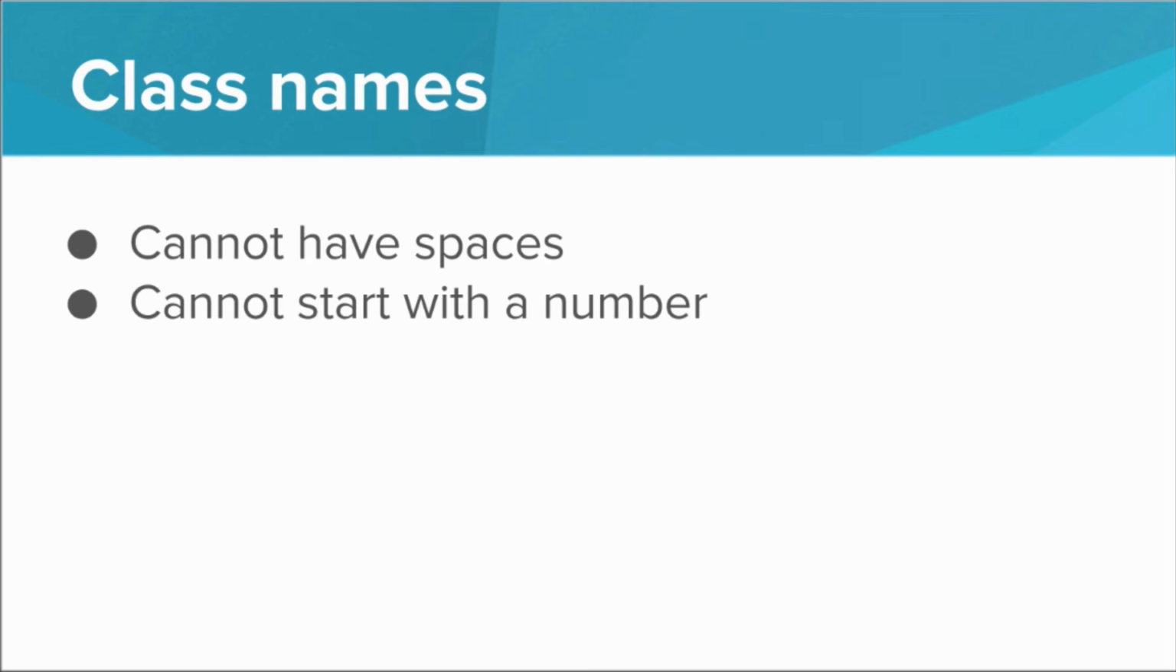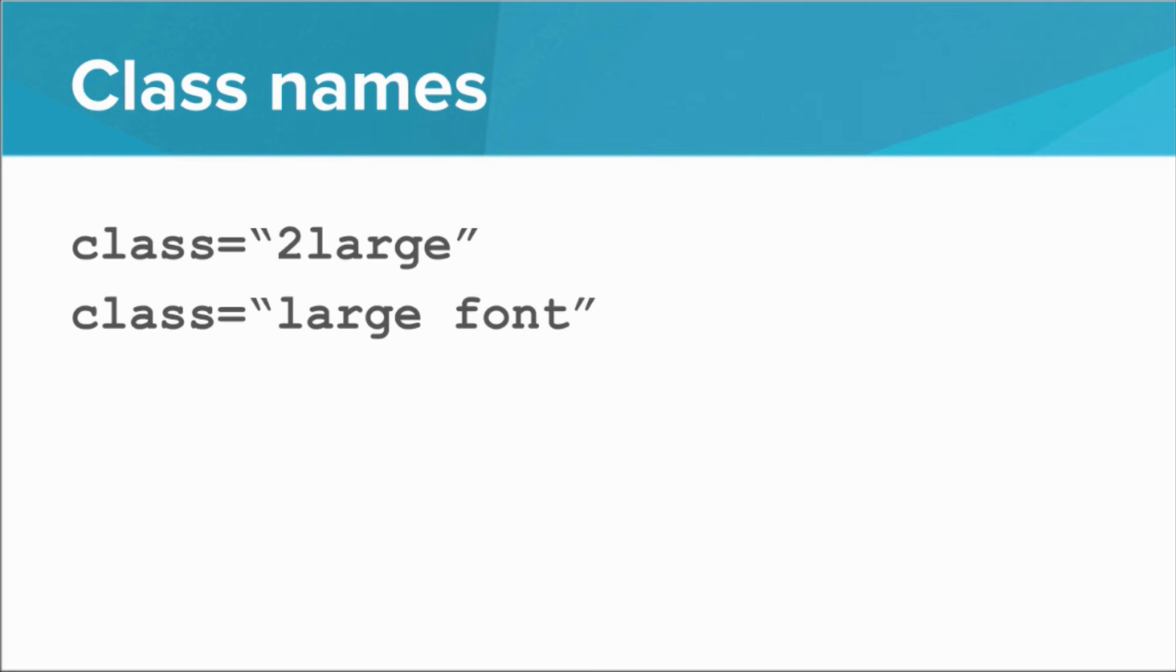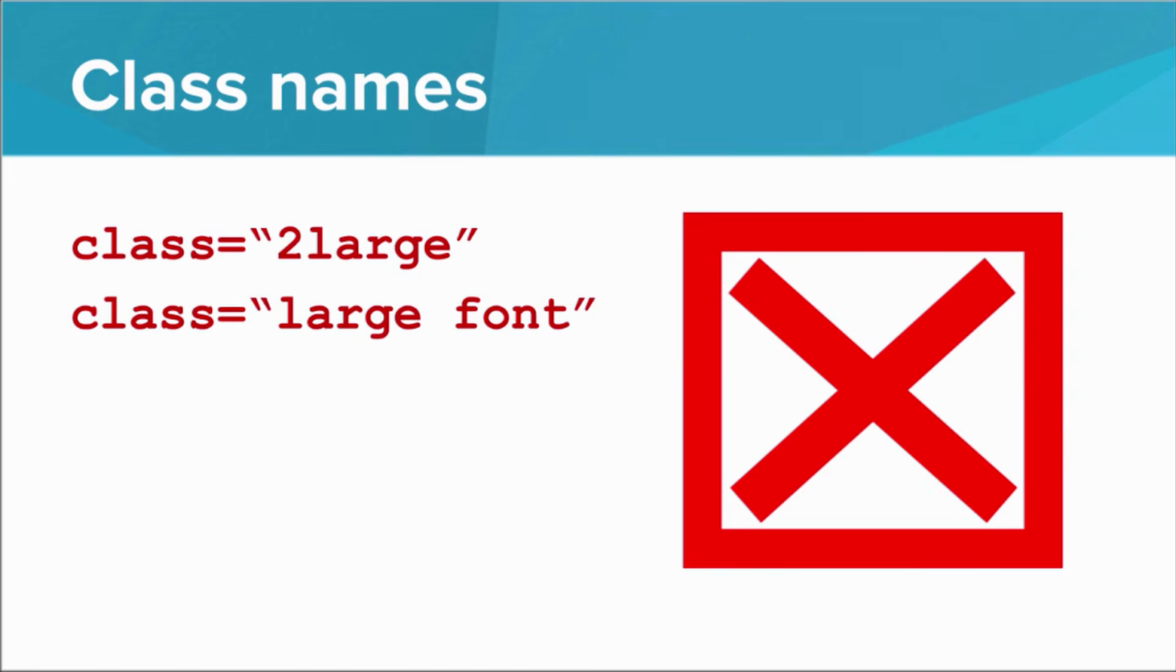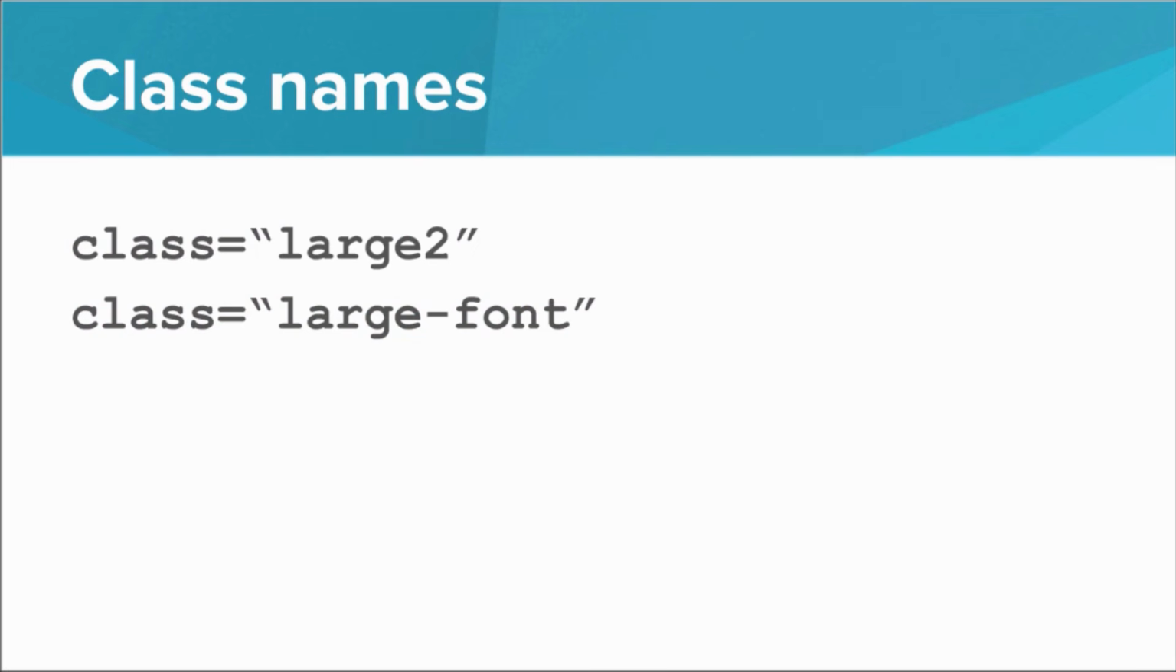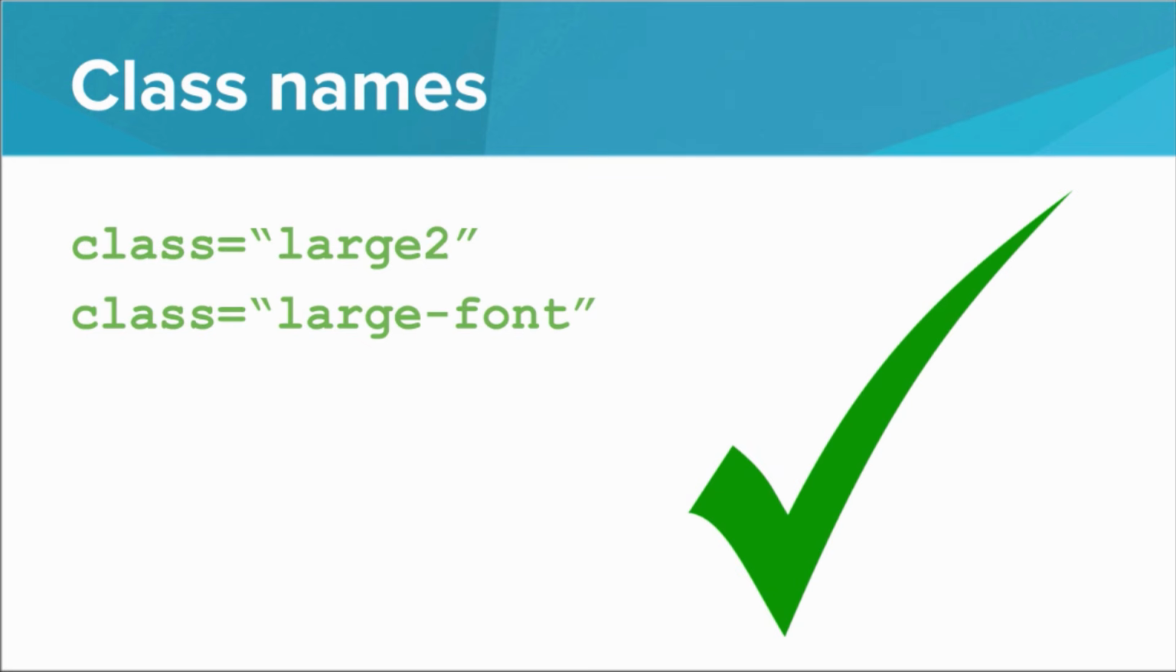So what is a valid class name? Well, there's two rules we should keep in mind. A class name cannot have any spaces, and a class name cannot start with a number. So are these two class names valid? Well, no. The first one starts with a number, and the second one has a space. So the second one would actually be interpreted as two different classes, one large and one font. If we want to update these names to be valid names, all we have to do is put the number at the end and replace any spaces with dashes, and now both of these class names are valid.